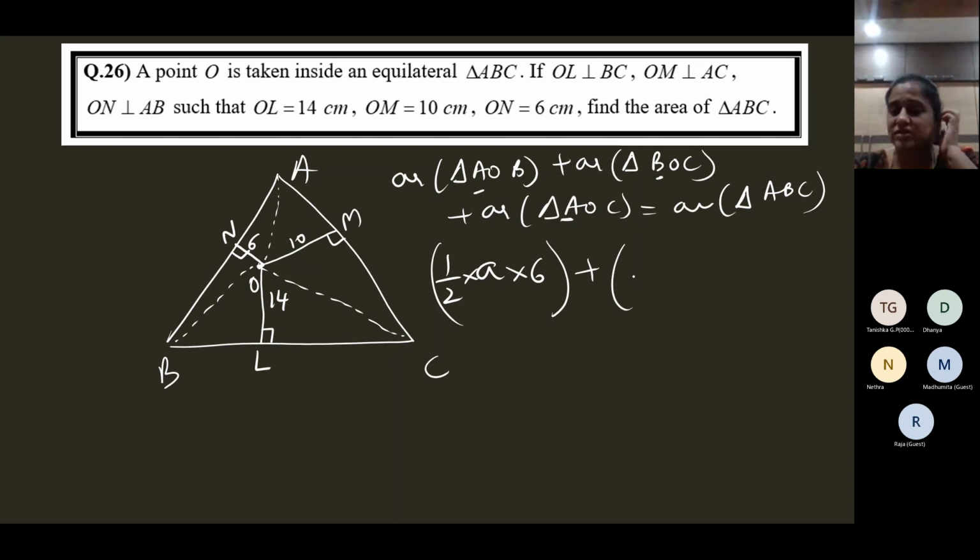What's the area of triangle BOC? Half into base into height. What's the base? BC, right? Half into base BC, correct? Yes, into height OL. How much is BC? A units, because in an equilateral triangle all sides are equal. Into height OL, which is 14.